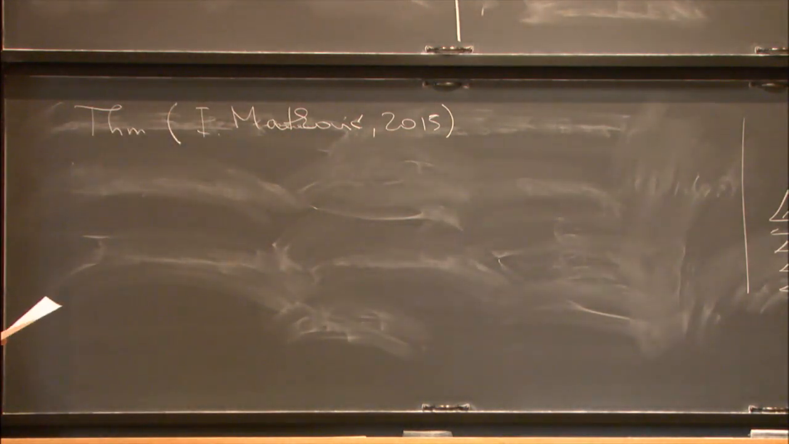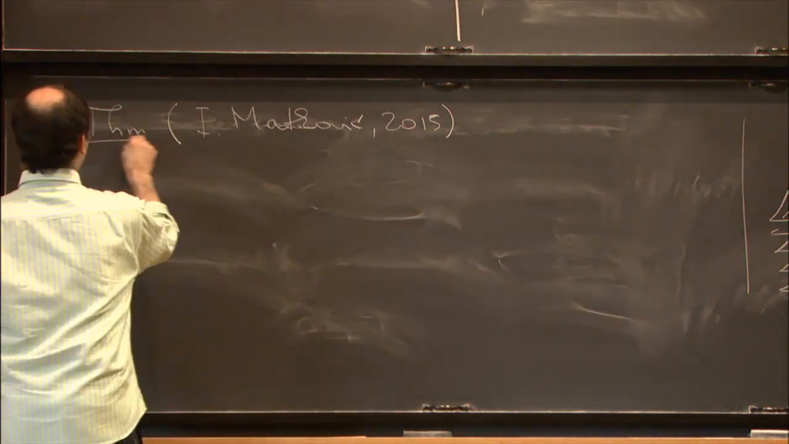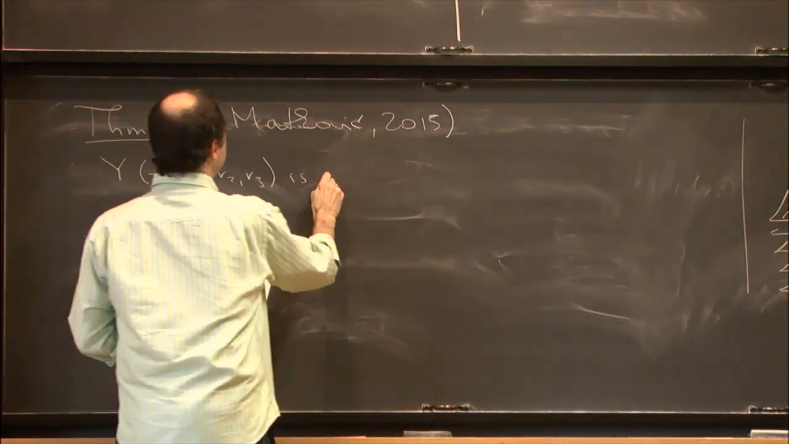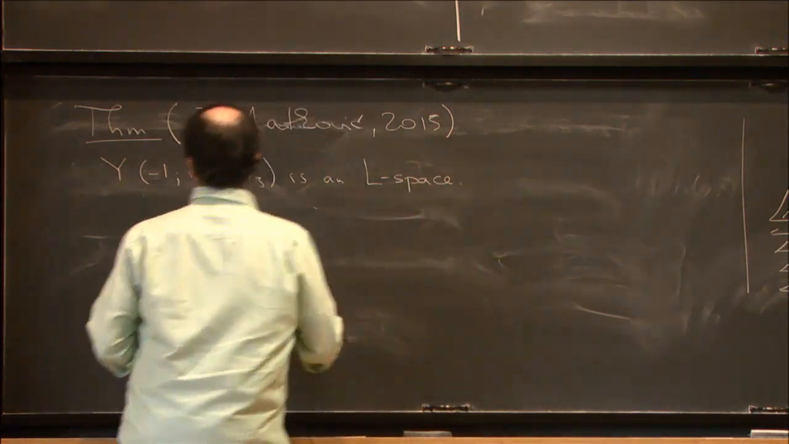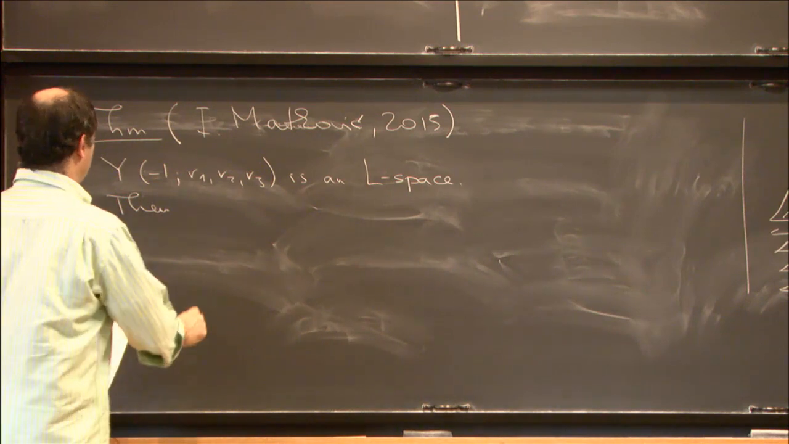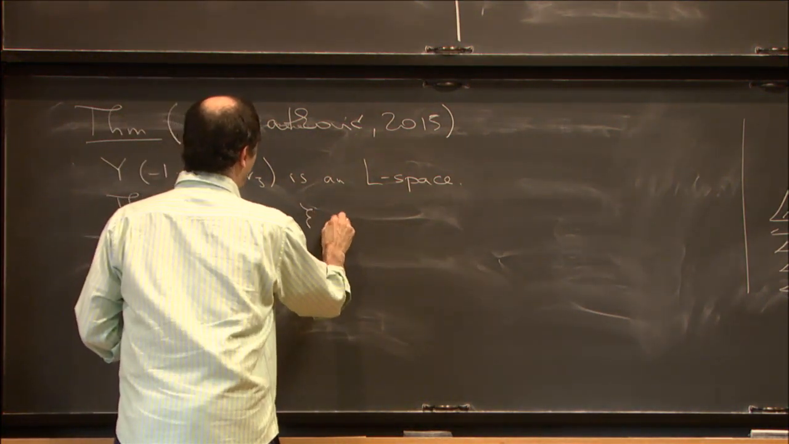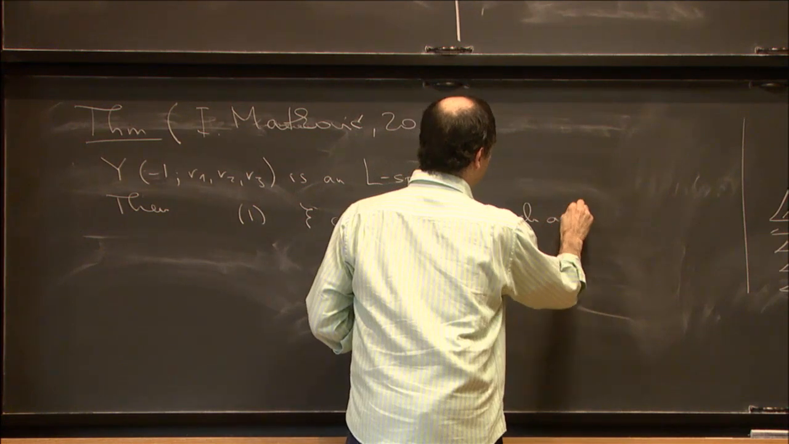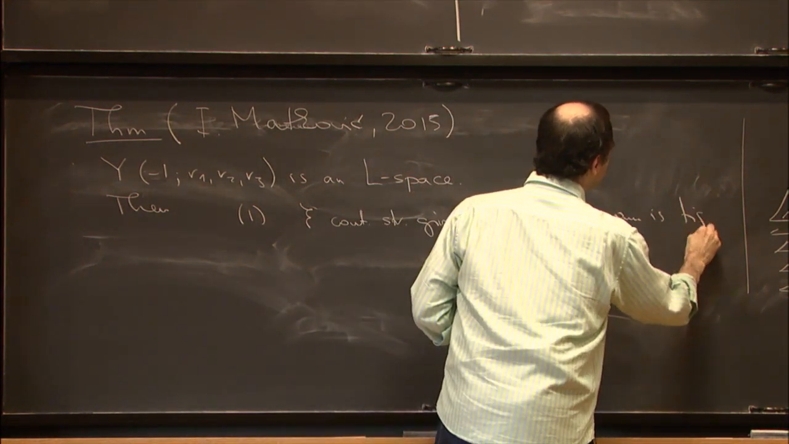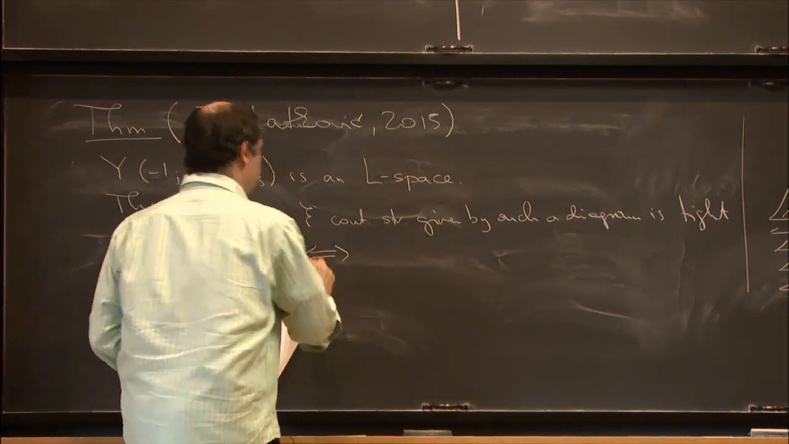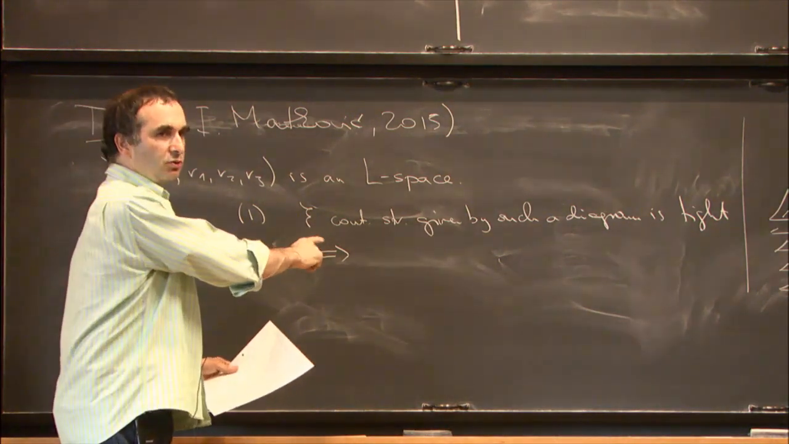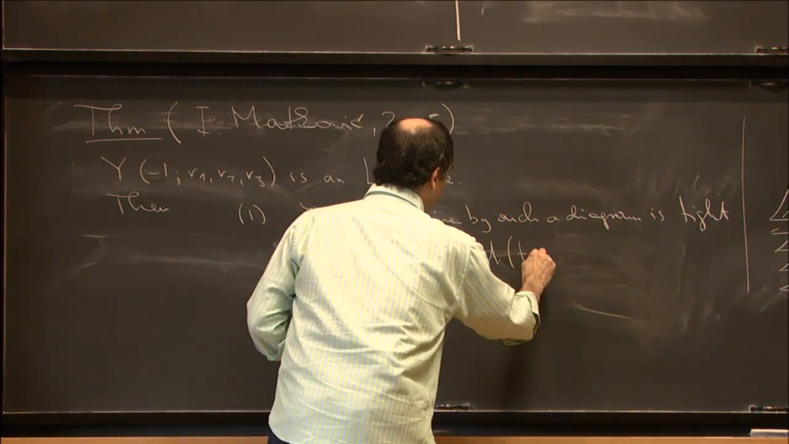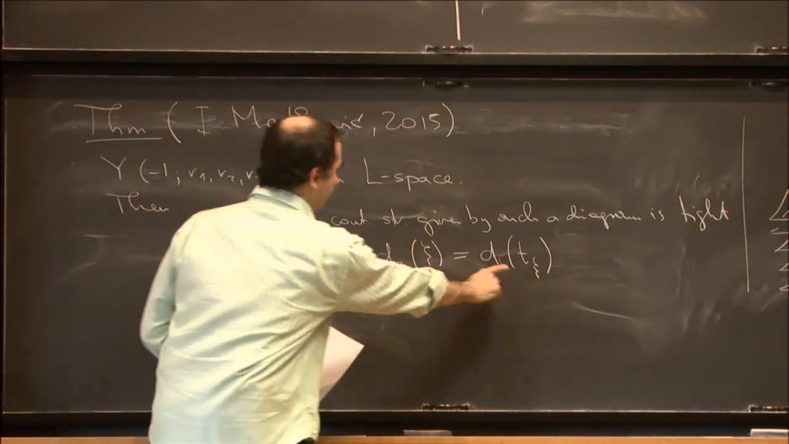But okay. So here is the statement. So suppose that Y(-1, R1, R2, R3) is an L space. Then a contact structure Xi given by such a diagram is tight if and only if, and now I will just give a numerical condition, and I will tell you how to read off these numbers from the picture. So some number associated to the diagram is equal to some other number also associated to the diagram. So I will explain these two letters in a moment.